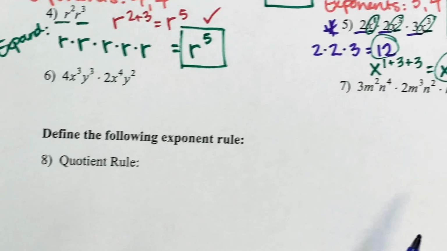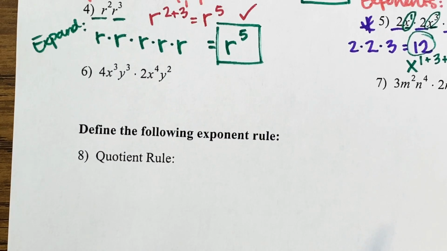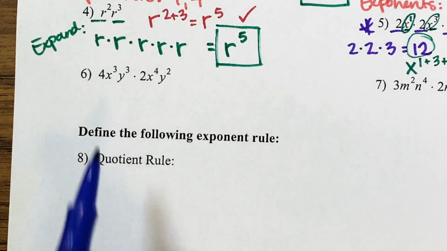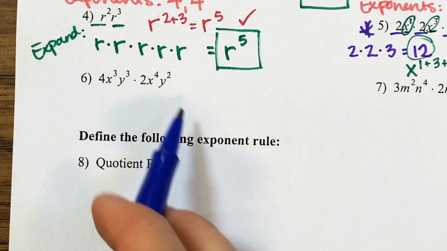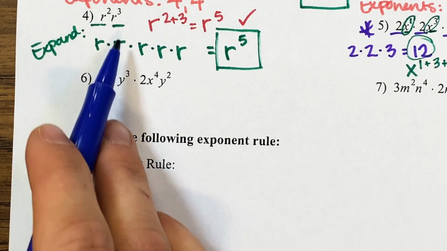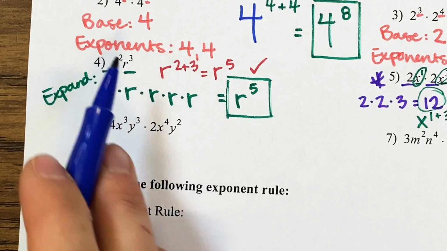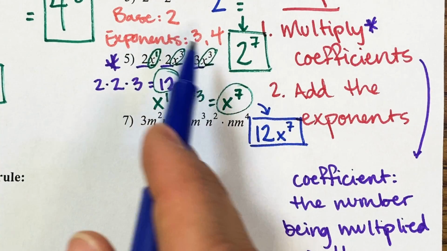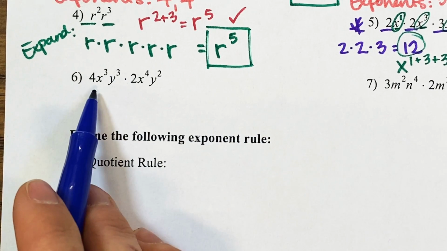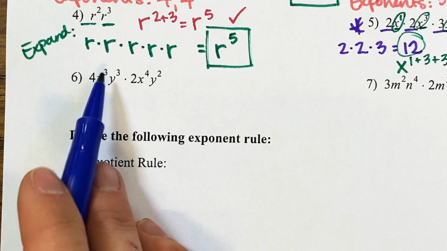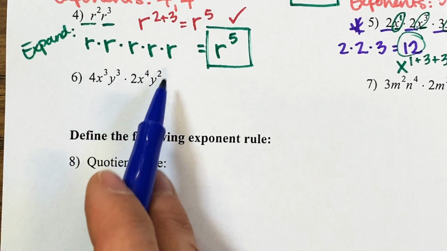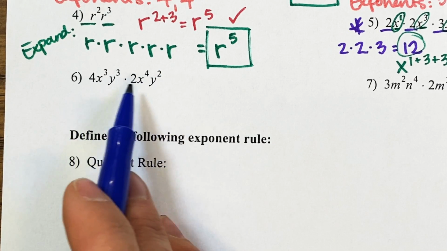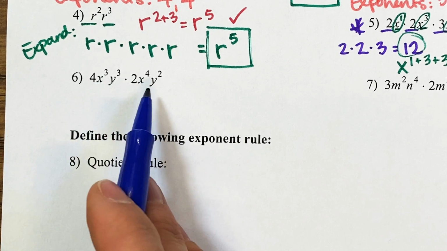Okay, let's look at number 6. Number 6 is now different from numbers 4 and 5 because I have different variables now. In 4, I was only dealing with r's. In 5, I was only dealing with x's. But in 6, I now have a few x's, a few y's, a few more x's, and a few more y's, right? I have 2 different variable bases that I'm dealing with.